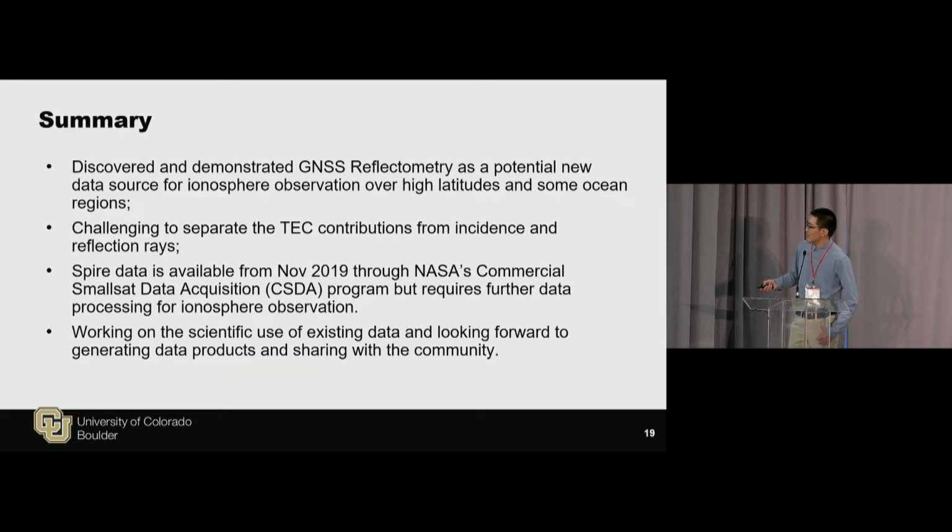Here's a quick summary: we discovered and demonstrated this approach as a potential new data source. It's pretty challenging to separate the TEC contribution from incidence and refraction rates without sufficient observation. This data is from Spire Global's data products through NASA's Commercial Smallsat Data Acquisition program, but that is just some raw data from their onboard receivers. So pretty complicated further data processing is required to get the TEC observation, and we are working on the further data processing.